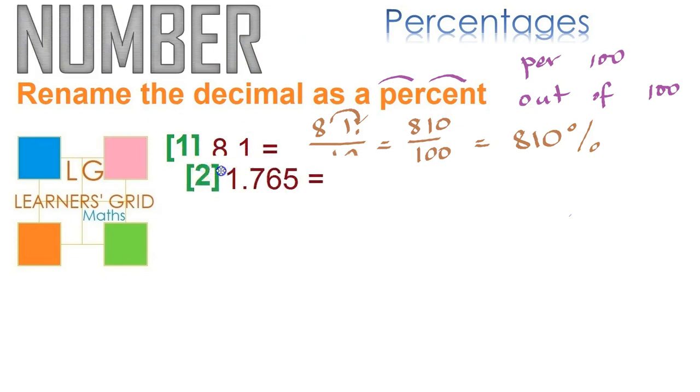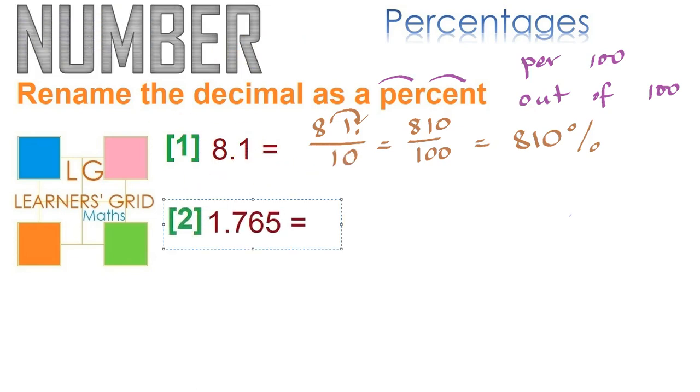Let's try a second example. So here we go. This one here features 1.765, and let's make that into a percent. First step, of course, is we're going to convert that into a fraction. So 1.765 over 1. Okay, so I'm going to put a 0 here, and that means I've jumped over here with my decimal point. So the decimal point is now between the 7 and the 6.